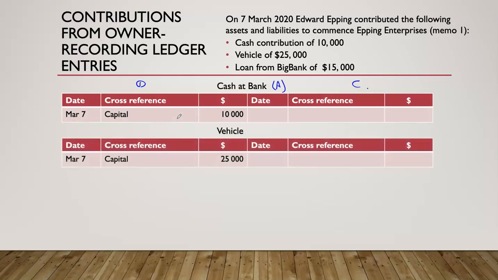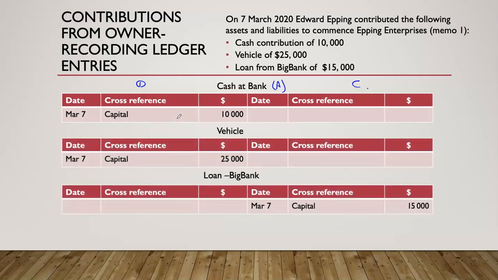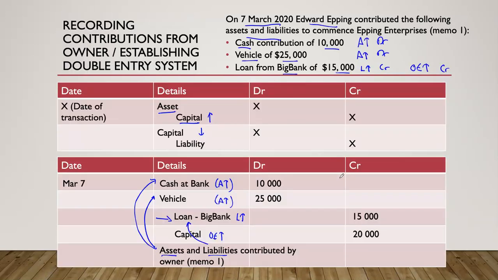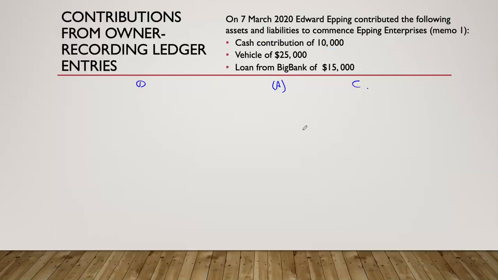We do the same thing for our vehicle. Our loan also is recorded, but here it is a credit because that was recorded on our credit side. And if we look back to our details, when we record a liability, our other side is our capital. And remembering the cross-reference is recording in the details section the other side of the transaction.